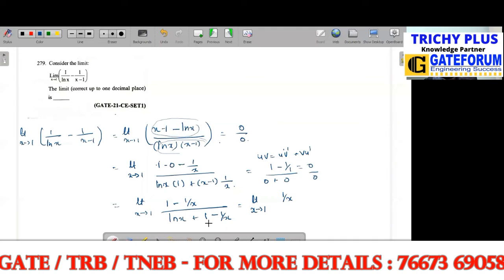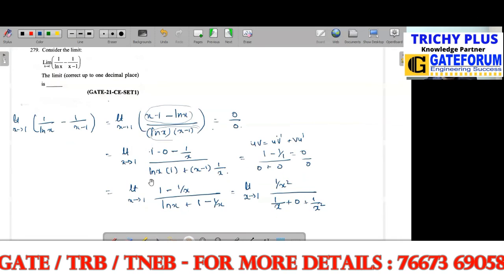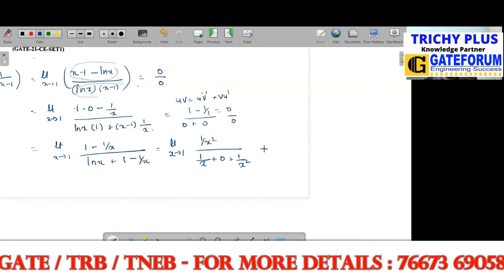Correct? Right. If you do ln x, this is going to be 1 by x, plus if you do the derivative of 1, you will be getting a 0, minus 1 by x again, plus 1 by x squared. So if we apply the limit, what are you getting? This is giving 1 by 1 divided by 1 by 1 plus 1 by 1. So it is going to be 2, correct? So this is going to be 1 by 2, which is equal to 0.5. Is it clear?